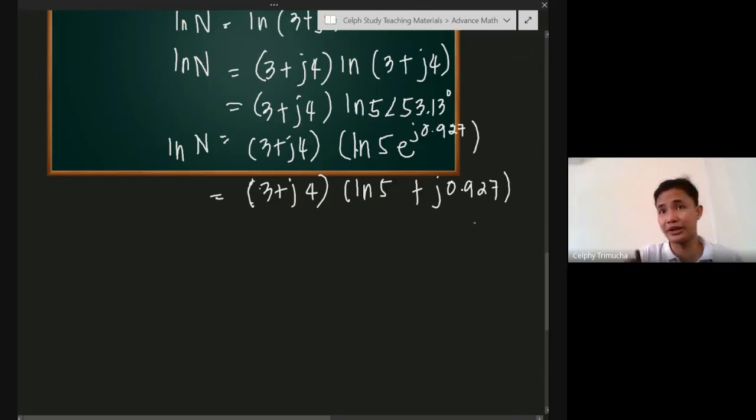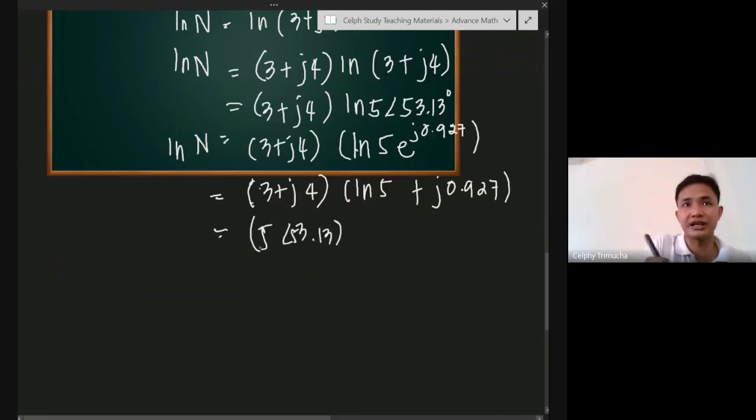So the best way to multiply is to convert them into polar form. So 3 plus j4 is 5 angle 53.13, or you can directly use the calculator, and it will give the answer directly. But to perform the operation, we'll have 53.13 times the polar form of ln 5 plus j 0.927.